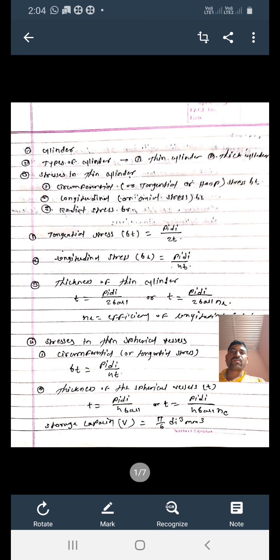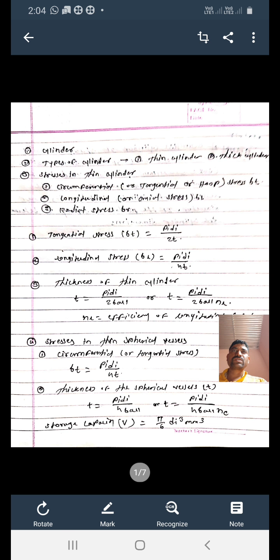Then after that we have seen the stresses in the thin cylinder. There are three stresses induced in the thin cylinder: circumferential or tangential or hoop stress, denoted by sigma T. Second is longitudinal, also called axial stress, denoted by sigma L. And third is radial stress, denoted by sigma R. We have seen the details and we got some formulas.